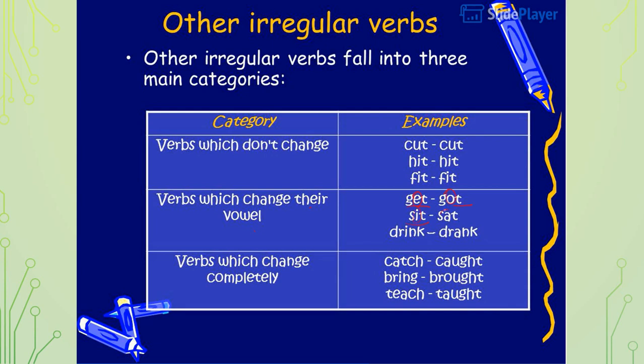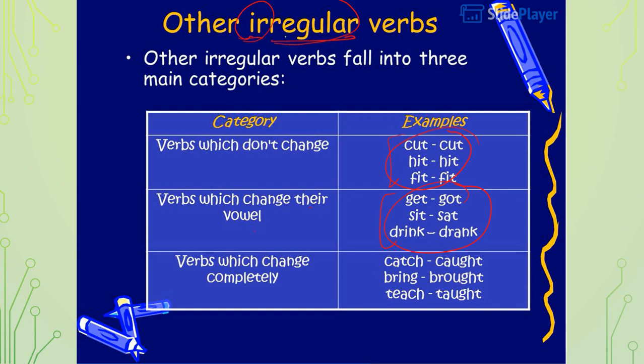Sit, i becomes a, sit, sat. Drink, drank. So this is also a rule for irregular verbs. Irregular verbs, they don't have a rule. Generally, they don't have a rule. But yes, we have found some of the rules in groups. Like this group is following a particular rule, this is following a particular rule. But there is no one fixed rule for irregular verbs. That is why they are called irregular, not regular.